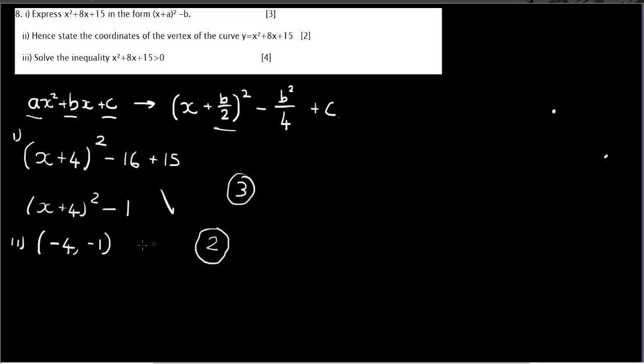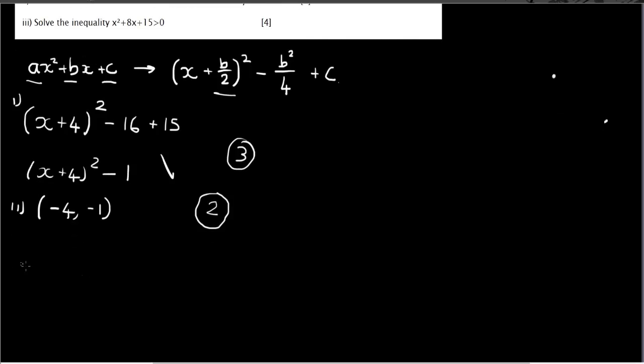Again, when it says state, if you find yourself doing two calculations, you're probably doing something wrong, because state means exactly what it says, just by inspection. Then question 3, part 3, says solve the inequality x squared plus 8x plus 15 is greater than 0, sorry.